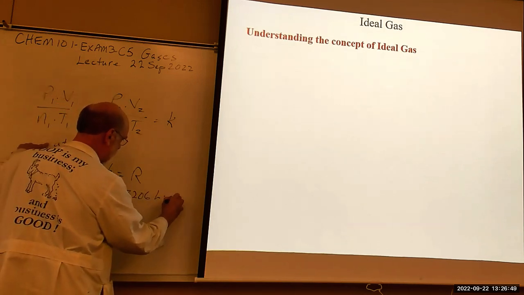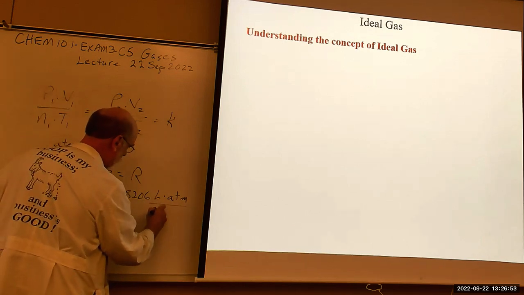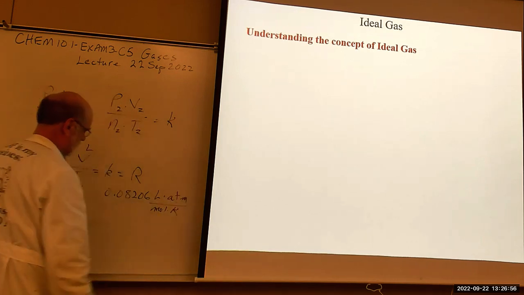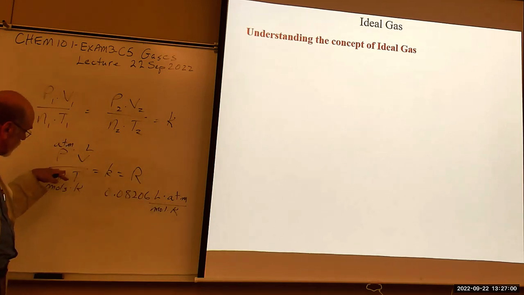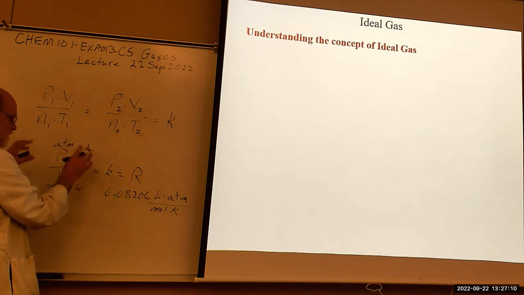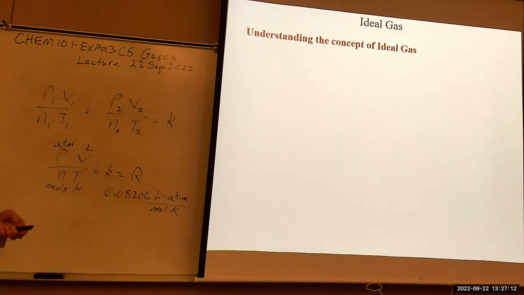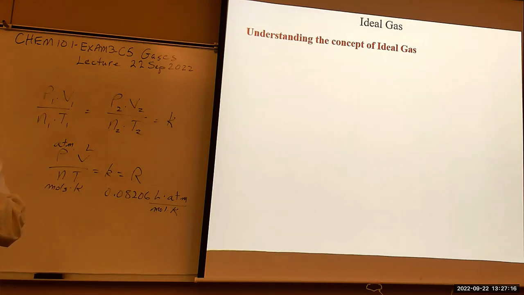Liter atmospheres per mole K. Now we know this value, and as long as we use these units of measure, then we can solve for the unknown. Okay? This is before, after, and this is state. What is it right now? When you're solving gas problems, you look for that. Is it a before and after problem, or is it a state problem?